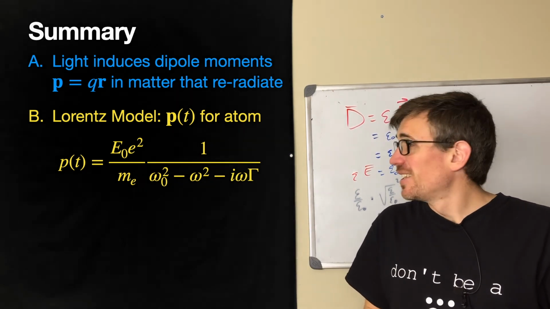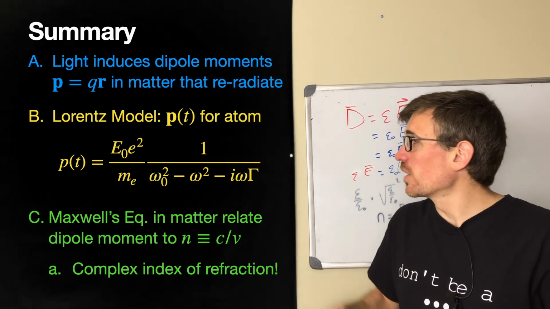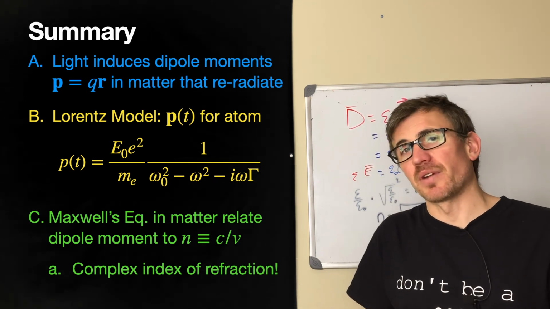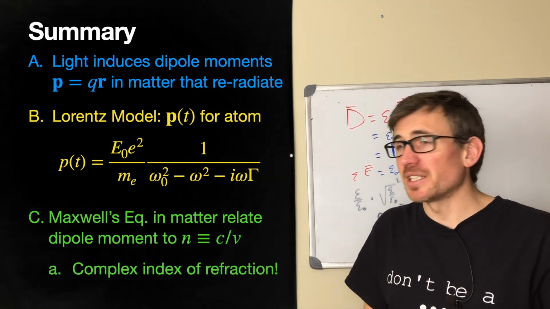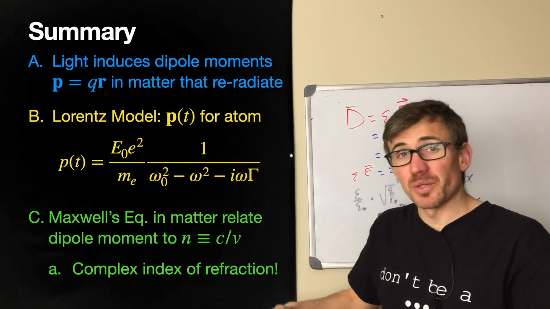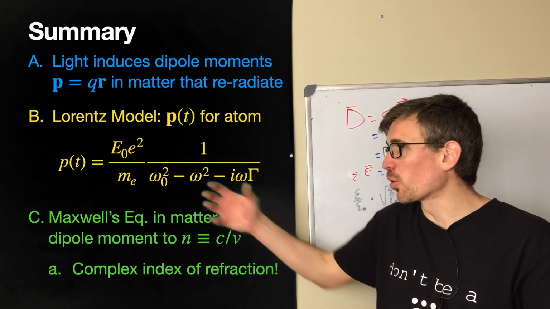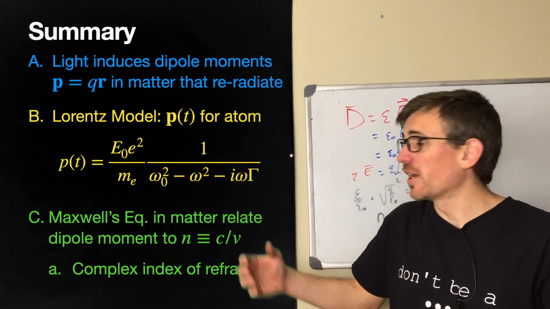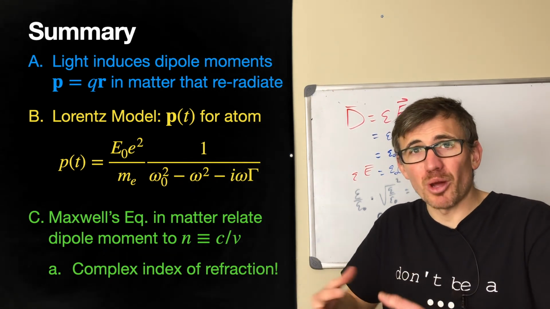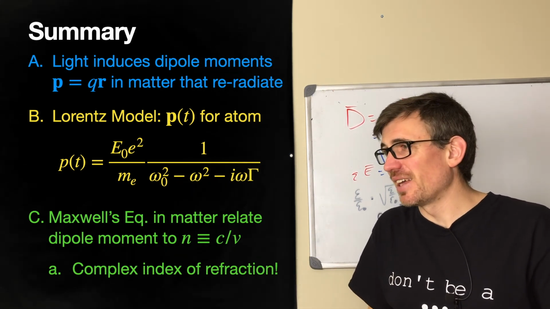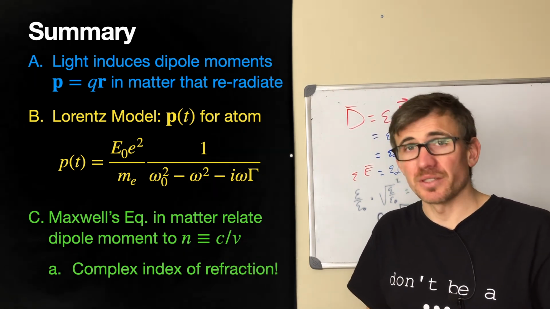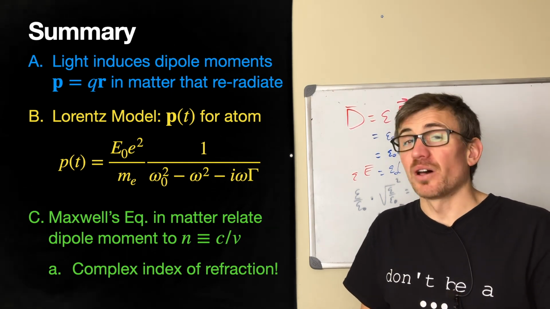Finally, last but not least, we can relate the properties of these induced dipoles to the index of refraction by looking at Maxwell's equations. And what is the index of refraction? It's the ratio of the speed in vacuum to the speed in matter. And that is really determined by these induced fields, these polarization fields. We can think about it that way. So in doing that, we got an expression in terms of the atomic properties, the resonant frequencies, and how much damping we get. We got an expression for the index of refraction, which turns out is complex. So a lot for this video.